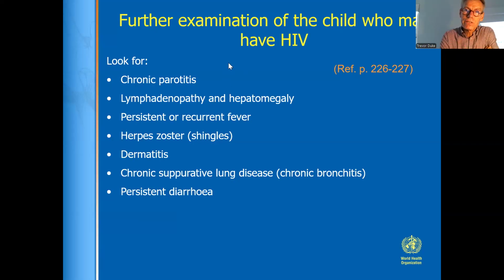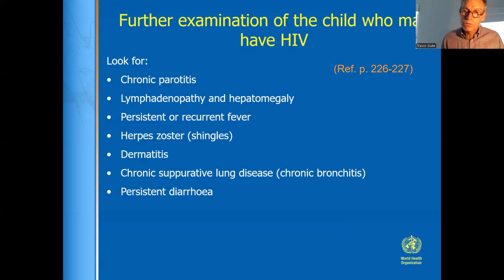If you are seeing a child who you suspected may have HIV, then you could look for other features that would suggest HIV. They can also be seen in children who have any form of severe combined immunodeficiency, but more commonly in children with HIV. And you can look up these features in the Pocketbook. Chronic parotitis, which is an inflammation of the parotid glands just in front of the ears. Lymphadenopathy and hepatosplenomegaly, which Thomas has. Persistent or recurrent fever, which we know he has.